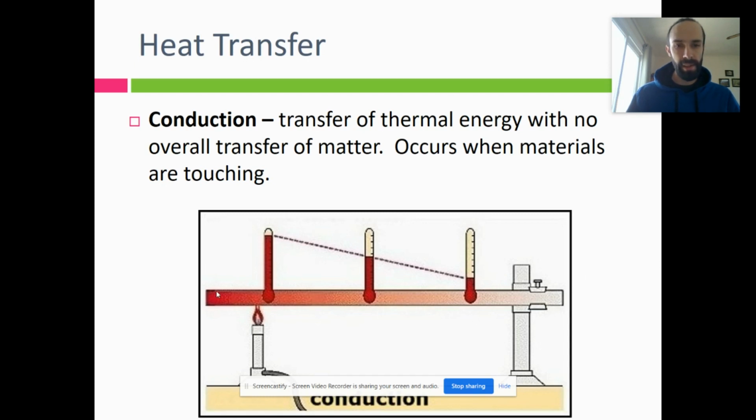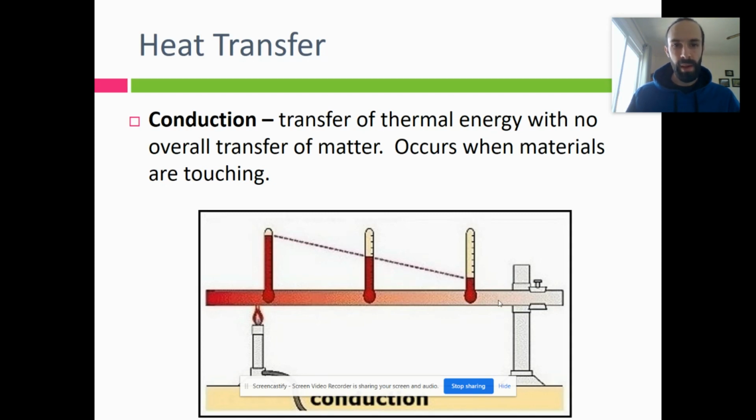In this case, the Bunsen burner is warming up the metal rod right here, and the atoms in the metal rod are getting hotter. As they get hotter, they vibrate more and they collide with each other. And those collisions, that's conduction. As they collide with each other, they transfer energy all the way down the line, and eventually it gets hot down here.